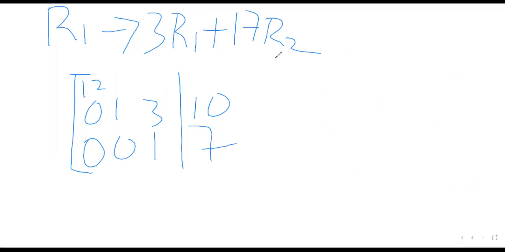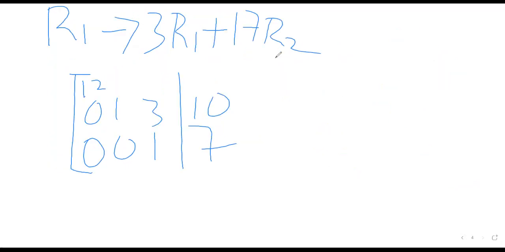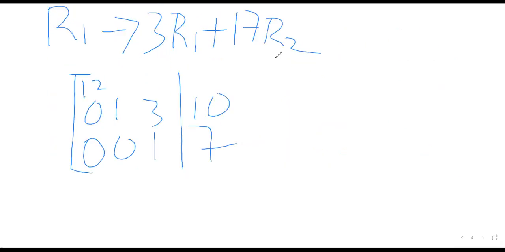I need to do 3 times 0, which is 0, plus... okay, let me do it that way. Okay. So 3 times 6 is 18. 18 plus 17, which is 17 times 1. Let me take a calculator. Okay, that will give us 35.